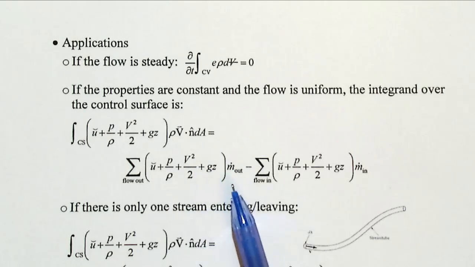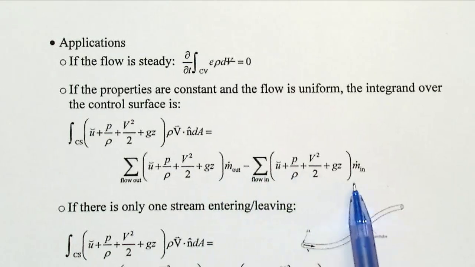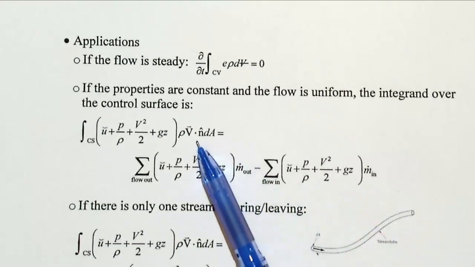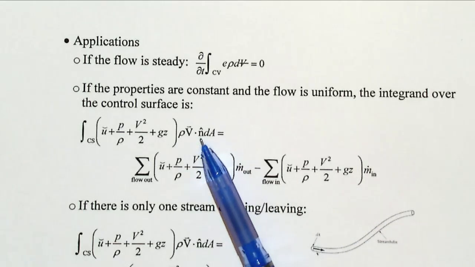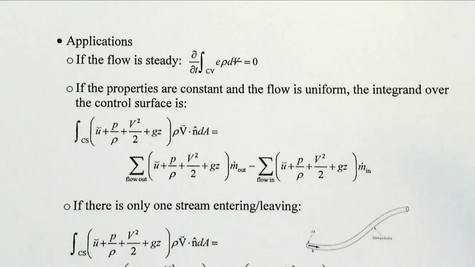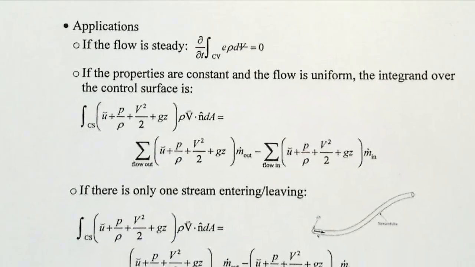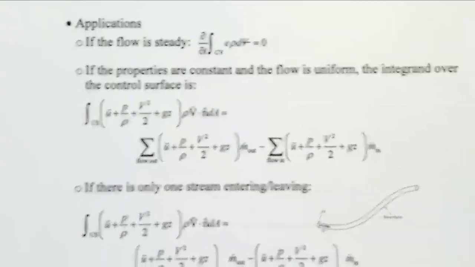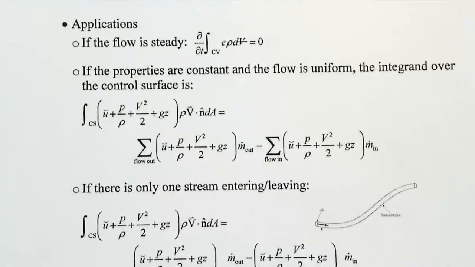And what you see is m dot out and m dot in. Why? Because for m dot in, the velocity and the n have different directions. So v dot n gives you a negative sign because it's input, and if it's output, it's going to be a positive sign. So it's going to be the summation of all the energy that passes over your control surface.